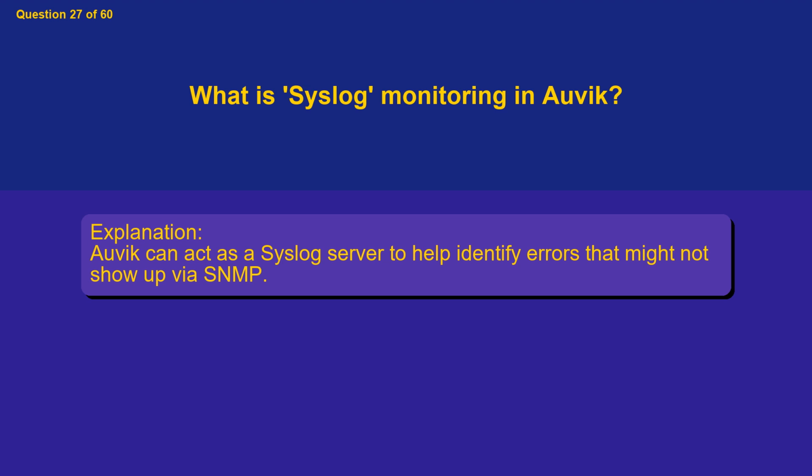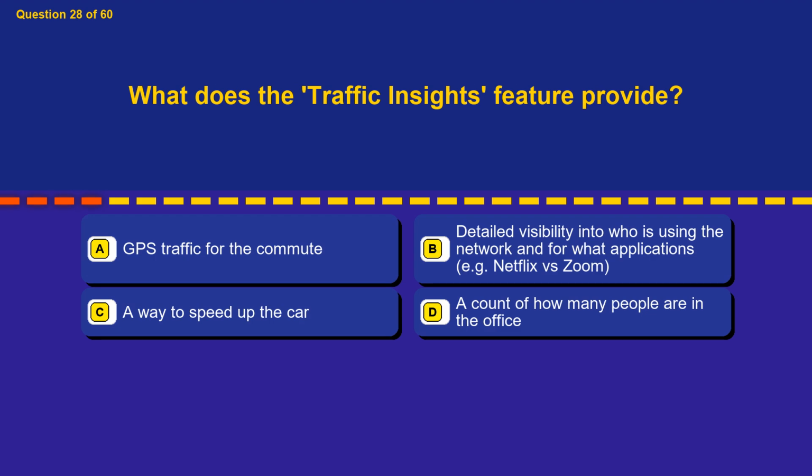Question 28. What does the Traffic Insights feature provide? Option A, GPS traffic for the commute. Option B, detailed visibility into who is using the network and for what applications, e.g. Netflix versus Zoom. Option C, a way to speed up the car. Option D, a count of how many people are in the office.